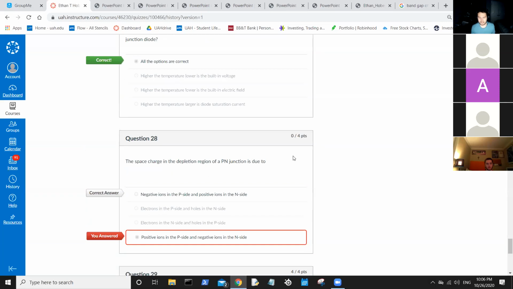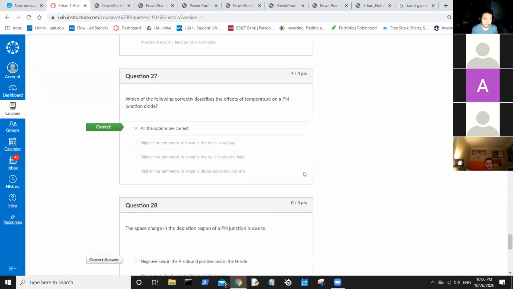Like for example, if it said ND is equal to 2NA, then your relationship would be 2NA squared is equal to that, and then you'd solve through and find your NA. And then you could solve for the other one using that same relationship.